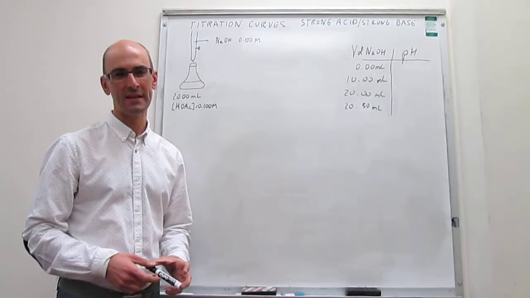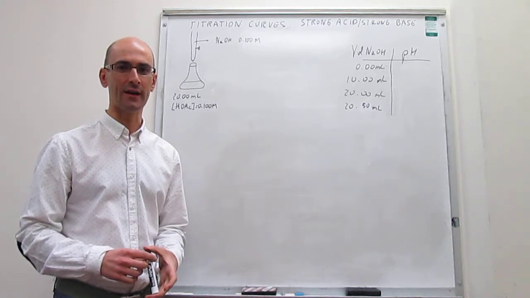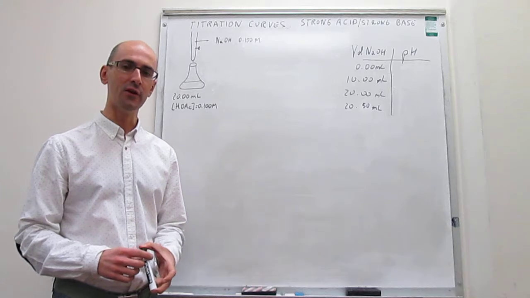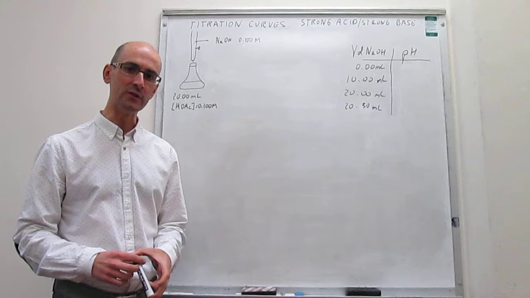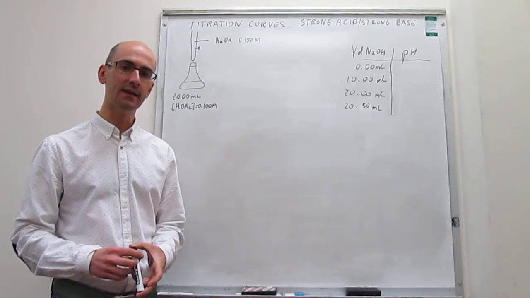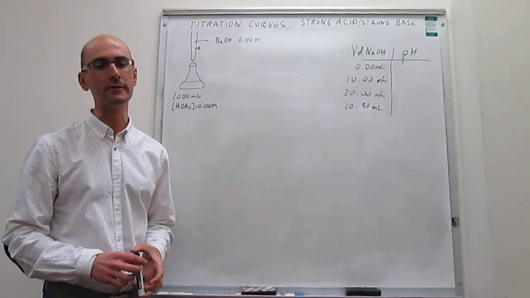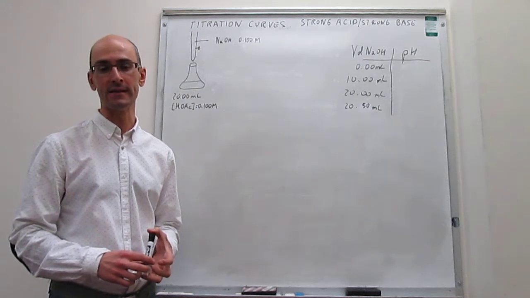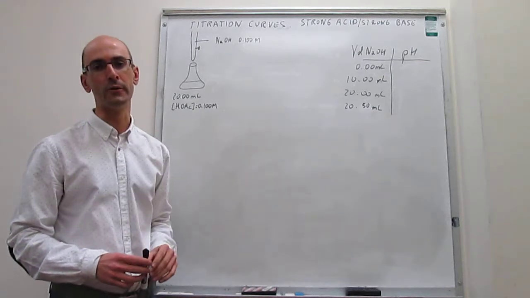This is the first in a series of 2 videos in which we explain how to calculate the titration curve of a weak acid with a strong base. In our example, we're going to use acetic acid, only 20 mL in a concentration of 0.1 molar, and then we're going to titrate that acetic acid with sodium hydroxide with concentration 0.1 molar.